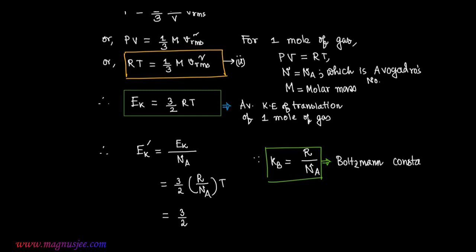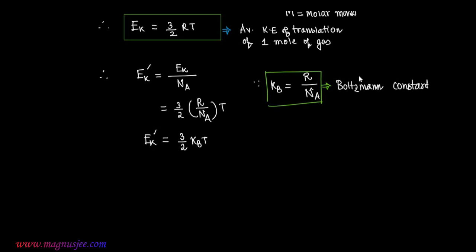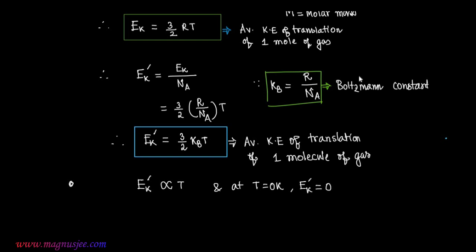K is equal to R by Na, that is the Boltzmann constant, written as K subscript B, and we get Ek prime equals 3 by 2 KT, where K is the Boltzmann constant. Ek prime equals 3 by 2 KT is the average kinetic energy of translation of one molecule of the ideal gas. Therefore Ek prime is directly proportional to absolute temperature T, and at absolute temperature T equals 0 Kelvin, Ek prime will be equal to 0.